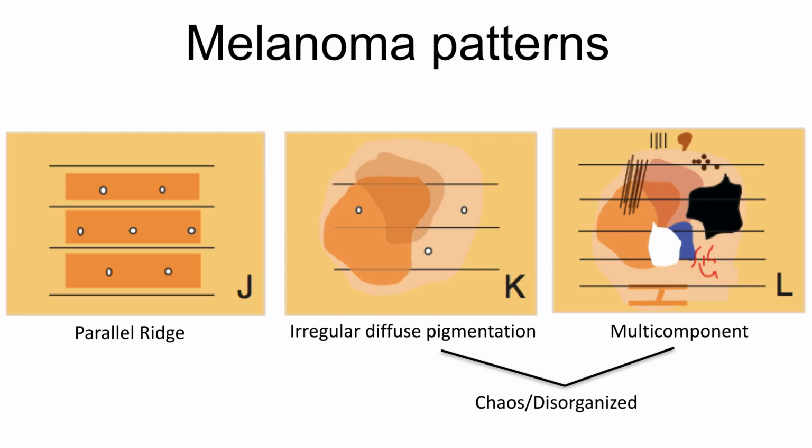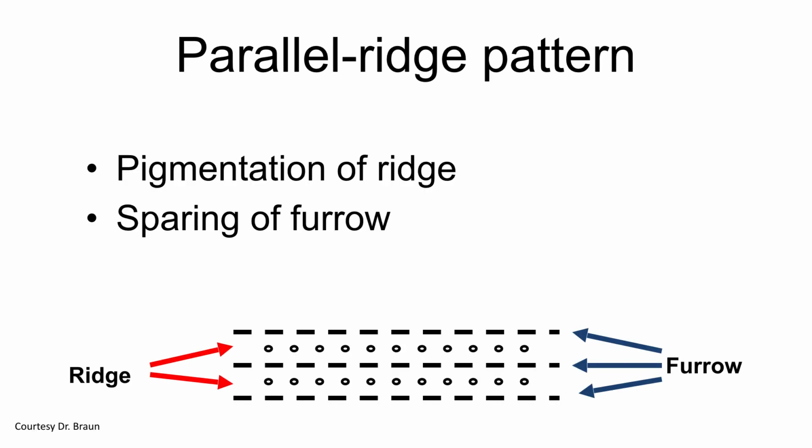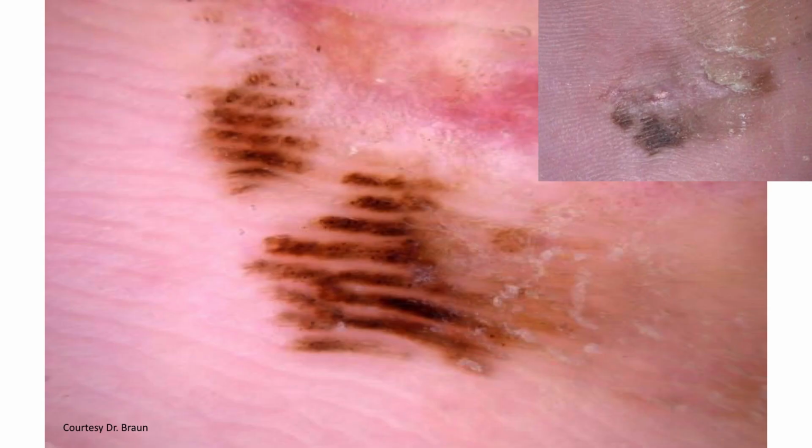What about melanoma patterns? I consider two primary patterns. The first is the parallel ridge, and the second is a chaotic or disorganized appearance in either color or structure. In the parallel ridge pattern, you have pigmentation of the ridge, and it spares the furrow. This is particularly helpful when evaluating early presentations of acral lentiginous melanoma or evaluating the edges of a lesion, and you'll often see this pattern at that location.